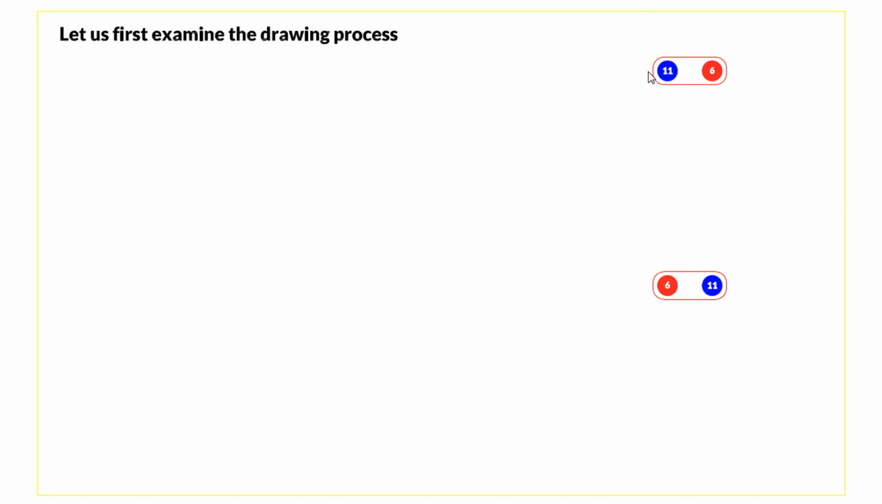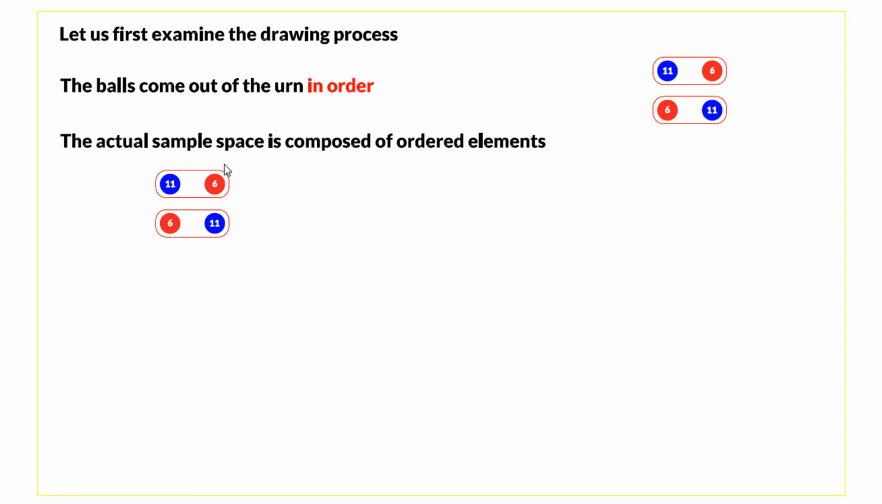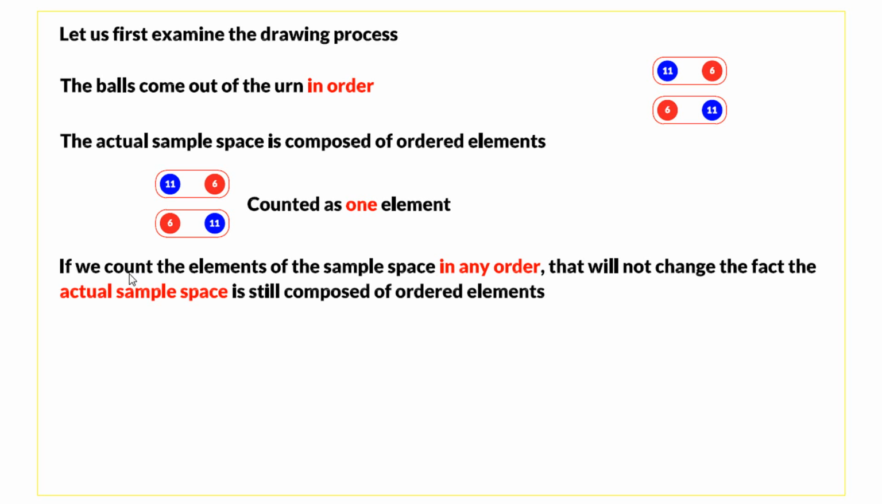So we can see now that these objects can be picked up in different order. So we conclude that the balls come out of the urn in order, and the actual sample space is composed of ordered elements. So these two differently ordered elements now will be counted as one element. But if we count the elements of the sample space in any order, that will not change the fact that the actual sample space is still composed of ordered elements.